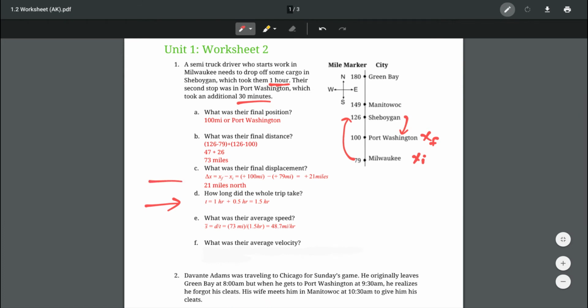Then for part F, we're going to use the displacement in part C and the time in part D to find an average velocity of 14 miles per hour north. And notice that that does have the same direction for both the displacement and the velocity.